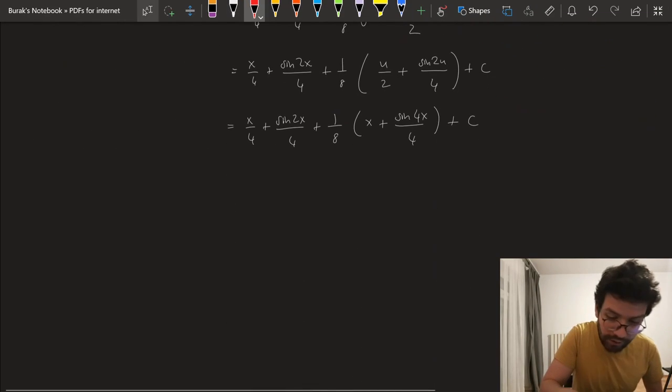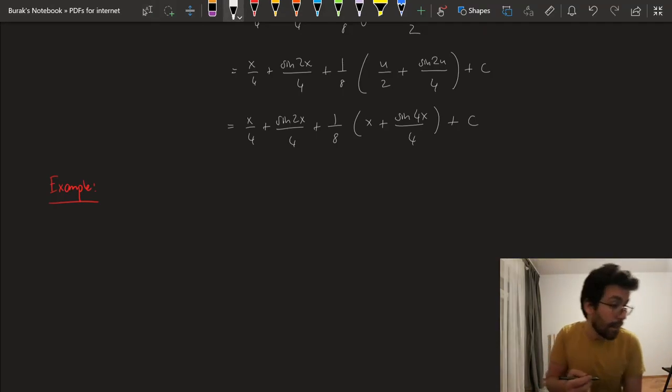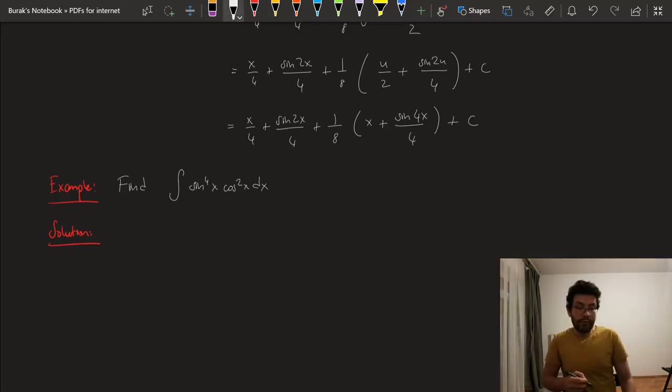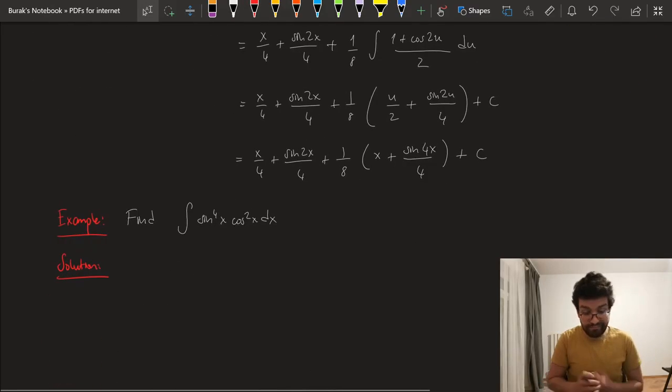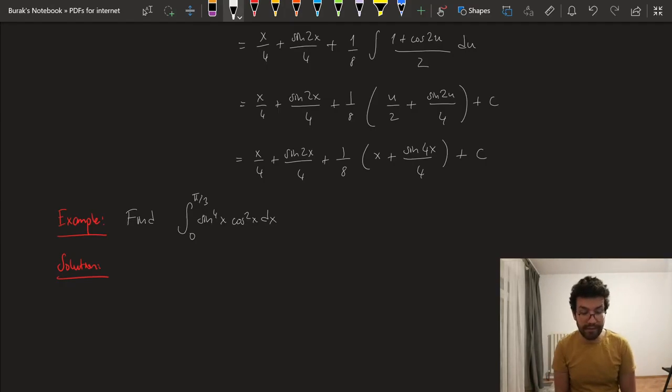Let me solve another question like this, where both powers of sine and cosine are even. This was an indefinite integral, so let's make this definite, from 0 to pi over 3. Okay, let's find this definite integral.